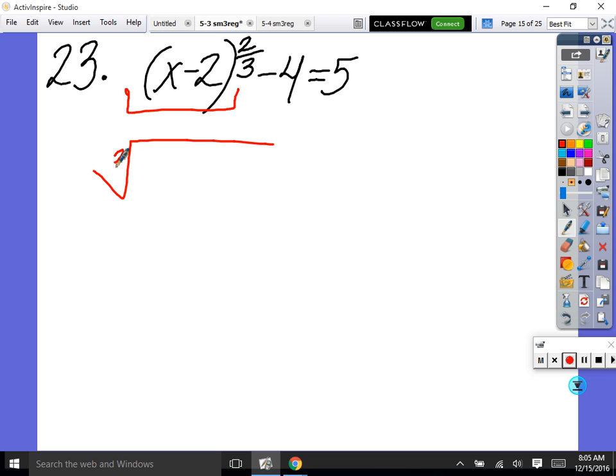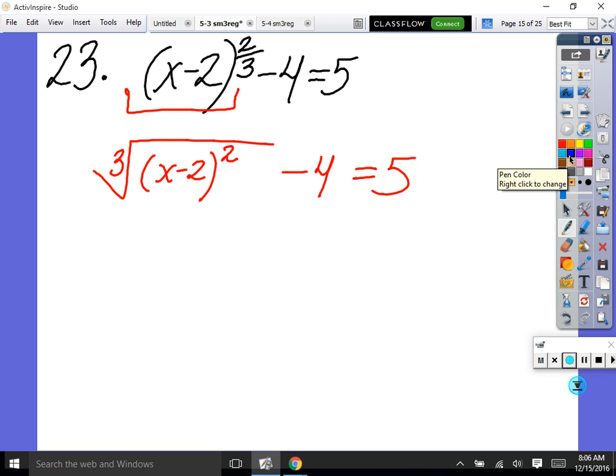Cube root of, and you've got to put parentheses, (x minus 2) to the second power, minus 4 equals 5. Now our first step is to isolate the radical, so we'd add 4, correct? Cube root of (x minus 2) squared equals 9. I've added 4. Now we're going to undo the cube root, so we cube both sides, correct?